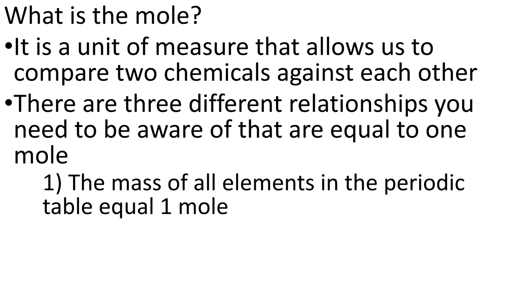The first relationship you need to understand is the mass of all the elements in the periodic table are equal to exactly 1 mole. So all those numbers below the symbol, those are all equal to 1 mole. So 1 mole of carbon is 12 grams per mole. 1 mole of nitrogen is 14 grams per mole. Everything is equal to 1 mole.